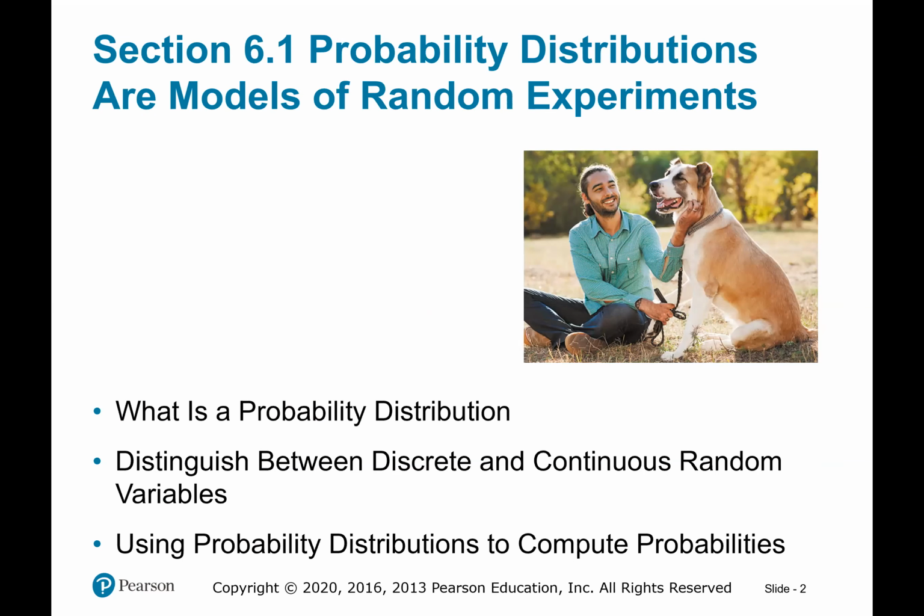So in this chapter, I'm going to talk about probability distributions, which are the models of random experiments. Okay, so in section 6.1, we're going to talk about what a probability distribution is, distinguish between discrete and continuous random variables, and use probability distributions to compute probabilities. So let's go.